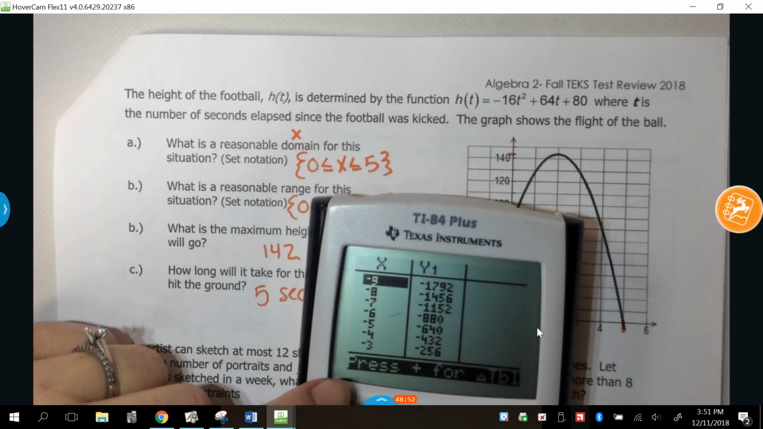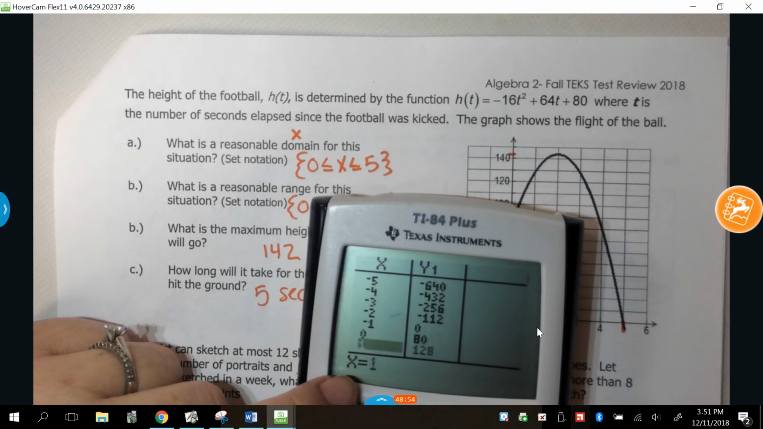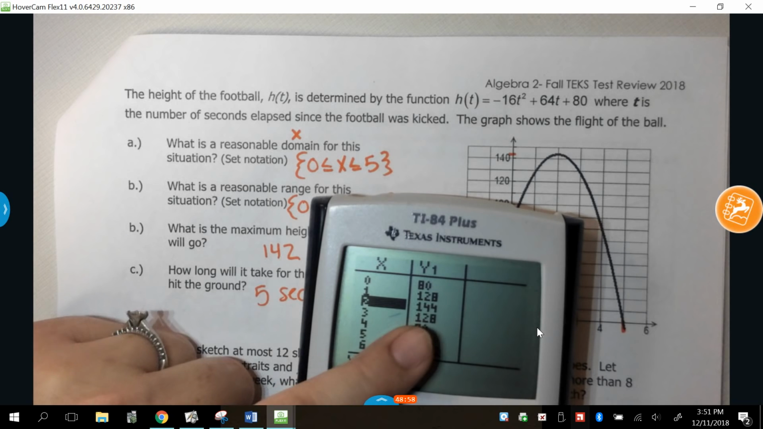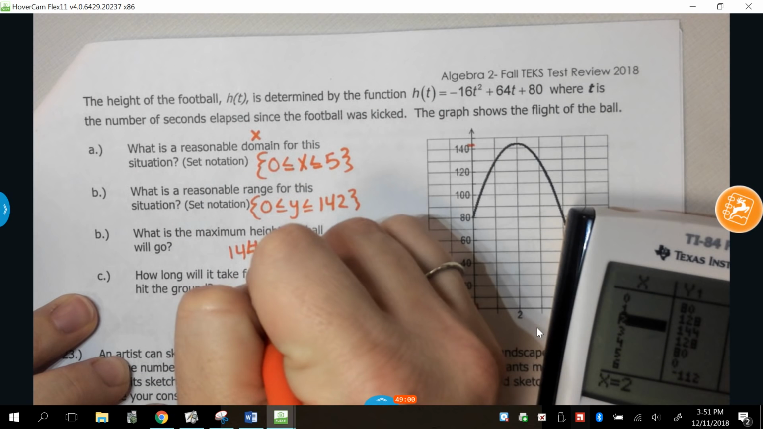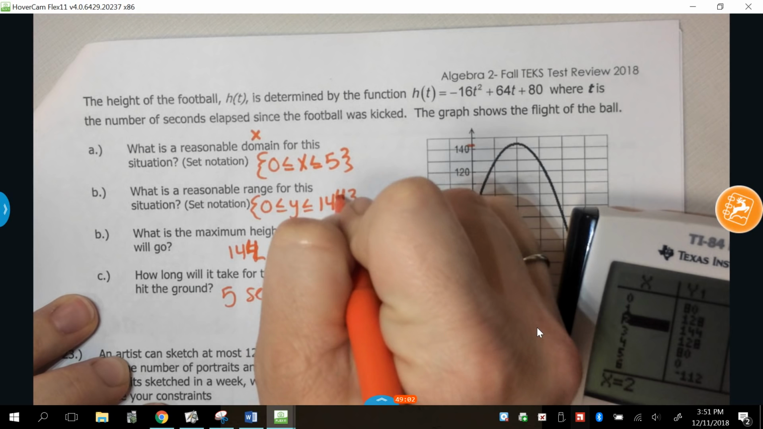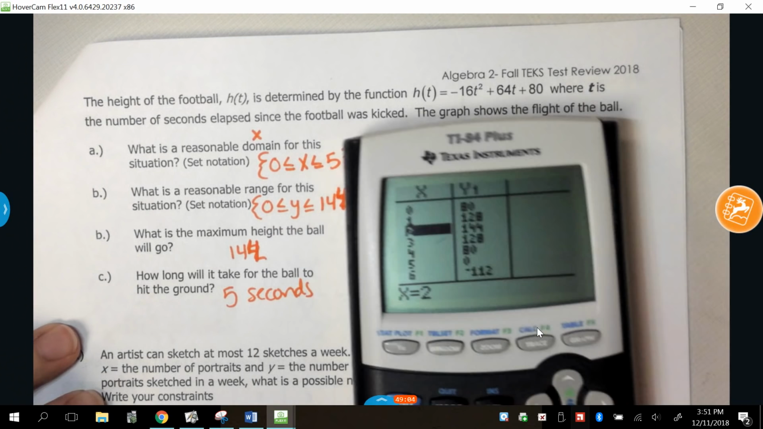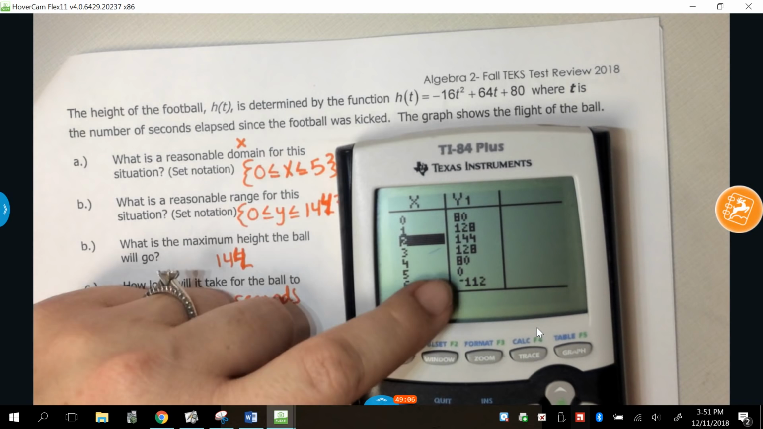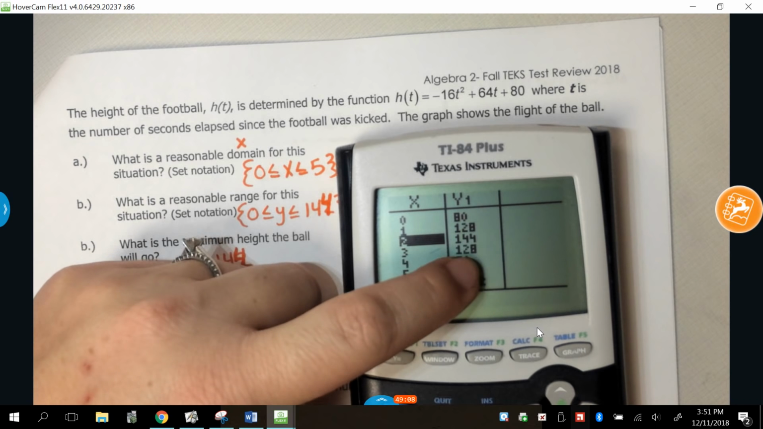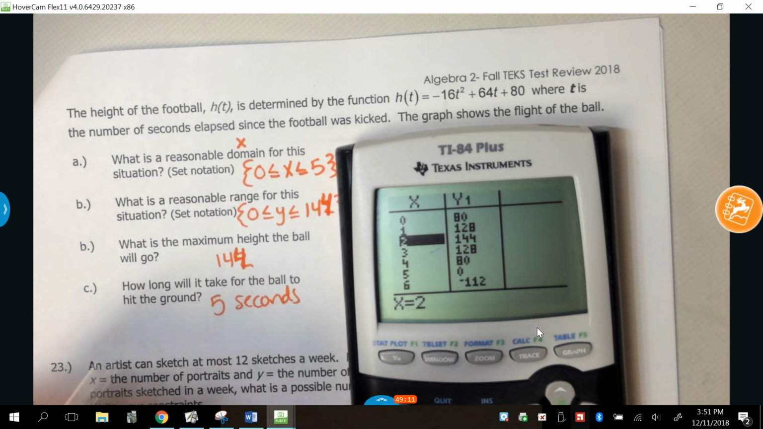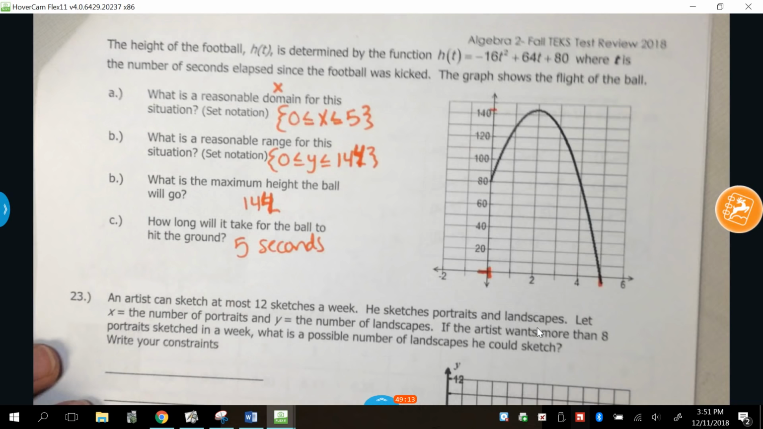Second graph. We're looking for the vertex. Oops, so it's right here. It actually goes to 144. Okay. So remember, we were given the equation and we can find 128, 128, 80, 80. So the middle is my vertex, which is also my maximum. Okay.